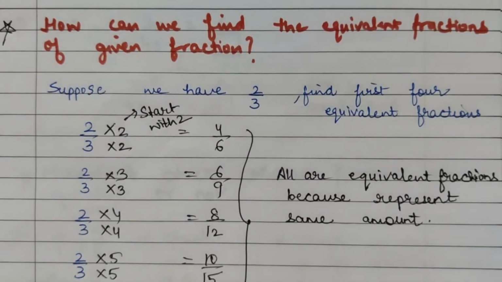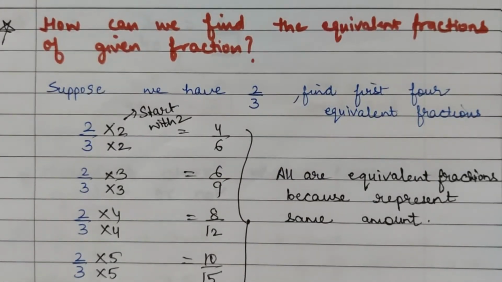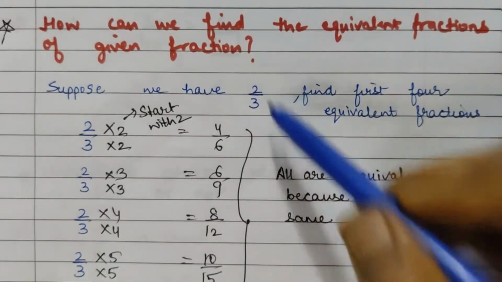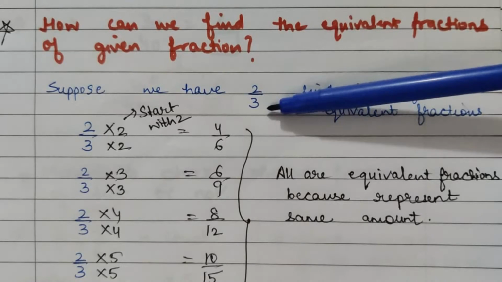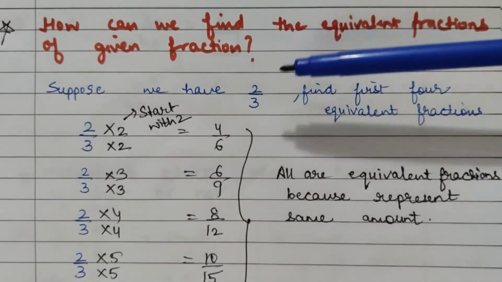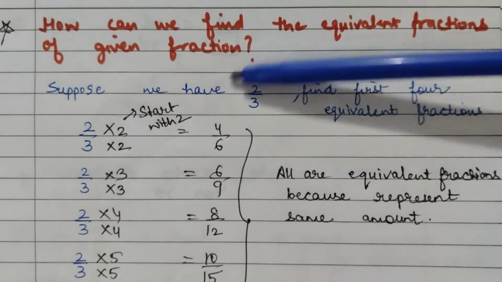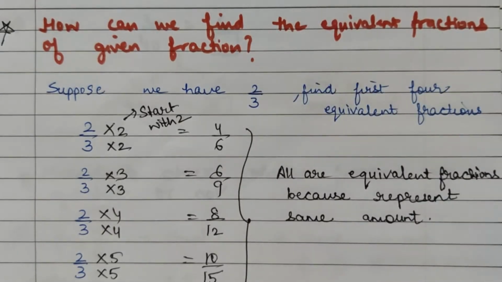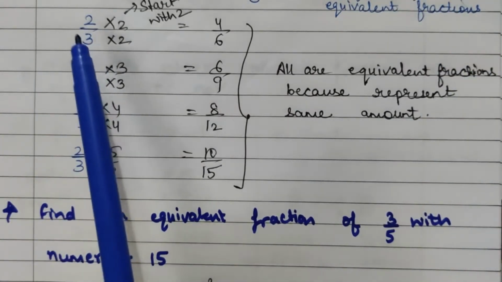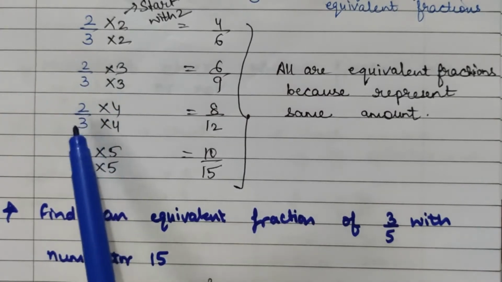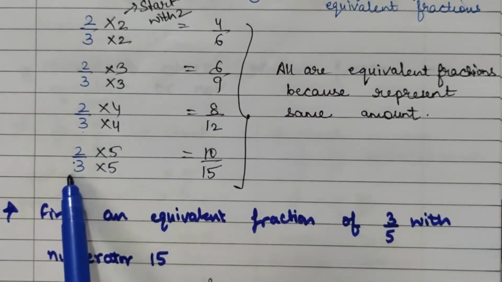Now let us discuss how can we find the equivalent fractions of a given fraction. Suppose we are given a fraction 2 by 3 and we have to find the next equivalent fractions of this fraction. Suppose we have to find the first 4 equivalent fractions. What we will do, we have to find 4. Let us write it 4 times. 2 by 3, then 2 by 3, 2 by 3, and again 2 by 3. 4 times we have written.